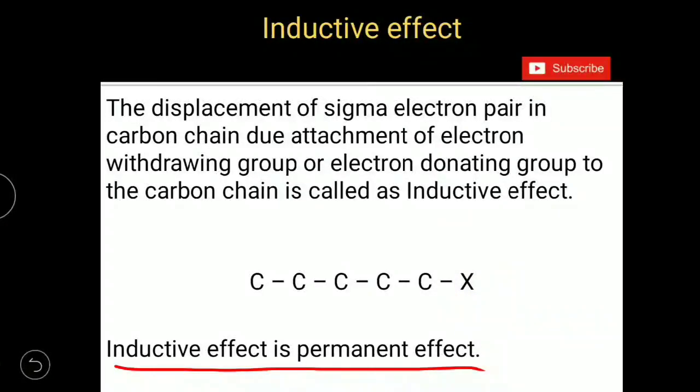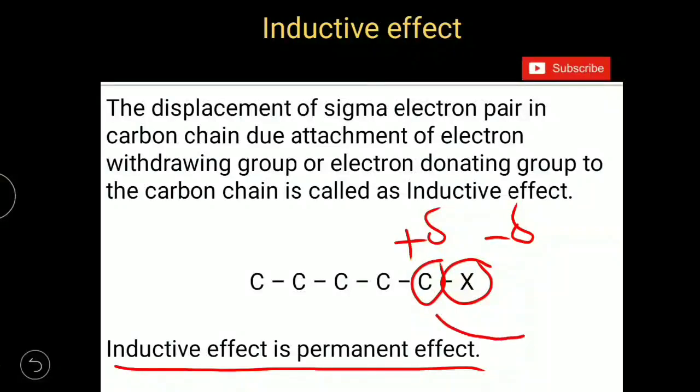Because of presence of this high electronegative group X bonded to carbon atom, carbon atom is getting partial positive charge, halogen atom is getting partial negative charge. So carbon is becoming electrophilic in nature, so nucleophile can come and attack on this carbon atom. So this inductive effect influences reactivity of the compound also.